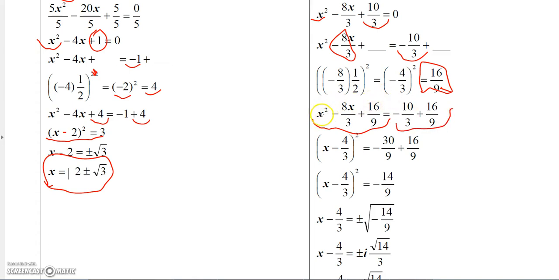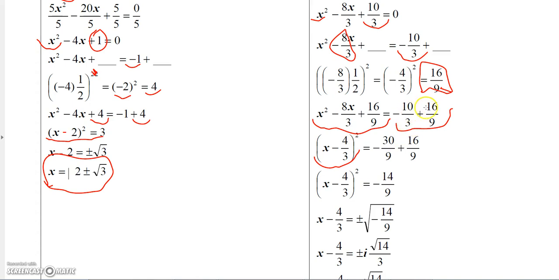Now that tells me that I've added the magic number, I know this is a perfect square trinomial, and so it's going to factor into x minus 4 thirds, since minus 4 thirds is what I squared to get the magic number. So it factors into x minus 4 thirds quantity squared. There's a square right there.